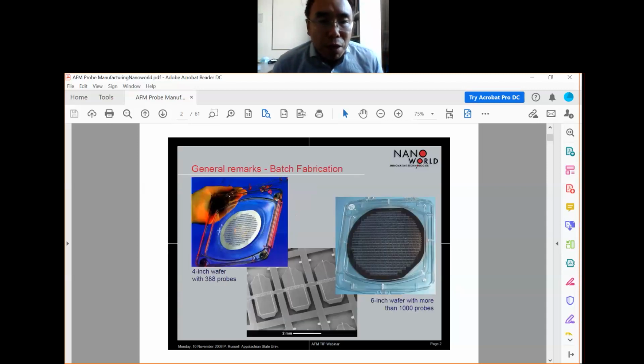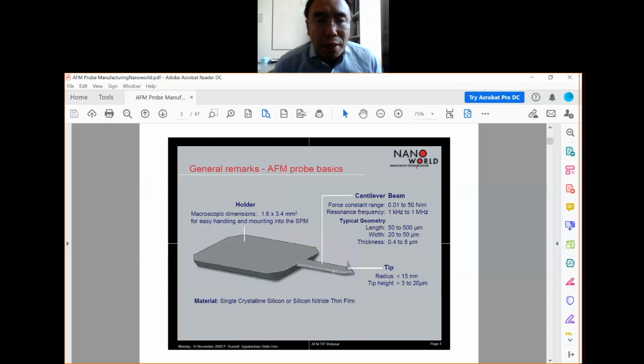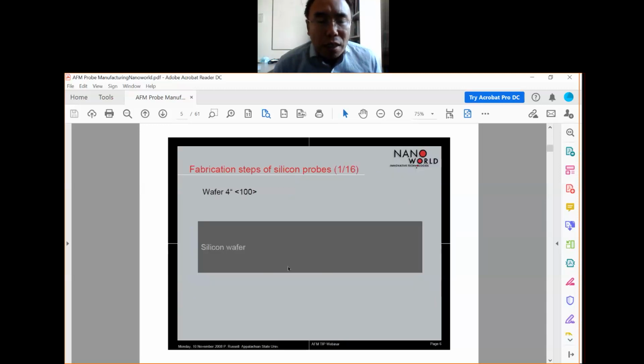This is the wafer of the tips. A 4-inch wafer gives you about 400 tips. A 6-inch wafer gives you about 1,000 tips. This is the tip. You use the tweezers to take the tip out. This is the tip dimension, the side view. This is the fabrication procedure.